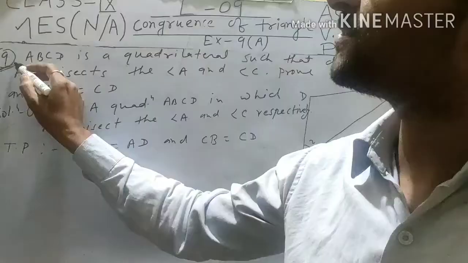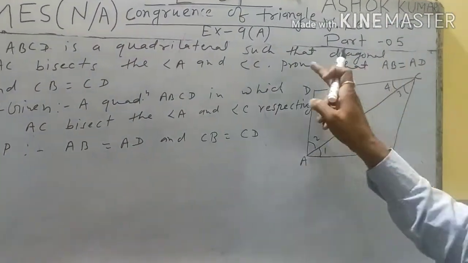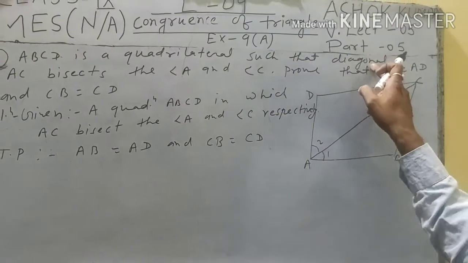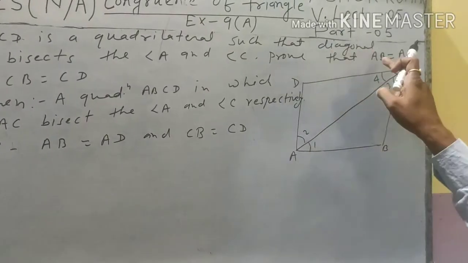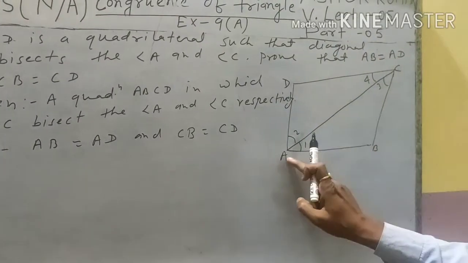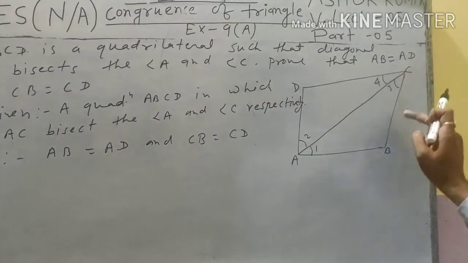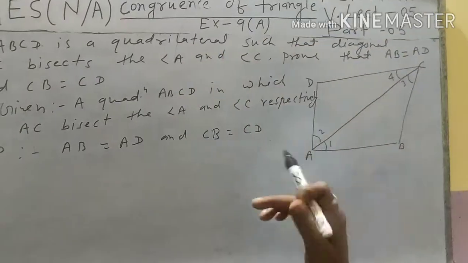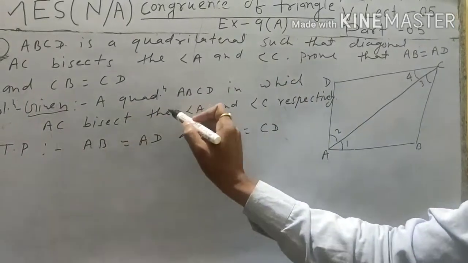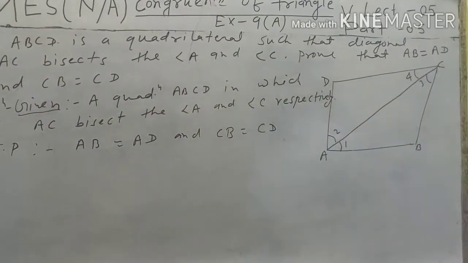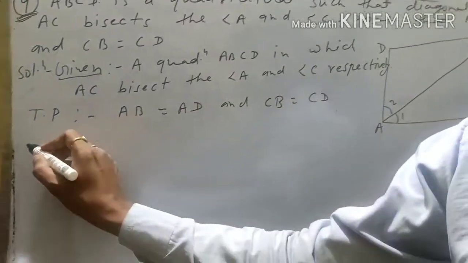The next question is question number 9. ABCD is a quadrilateral such that the diagonal AC bisects the angle A and angle C. Prove that AB is equal to AD and CB is equal to CD. Okay, student. First of all, given information: a quadrilateral ABCD in which AC bisects the angle A and angle C respectively. Prove that AB is equal to AD and CB is equal to CD. Proof.